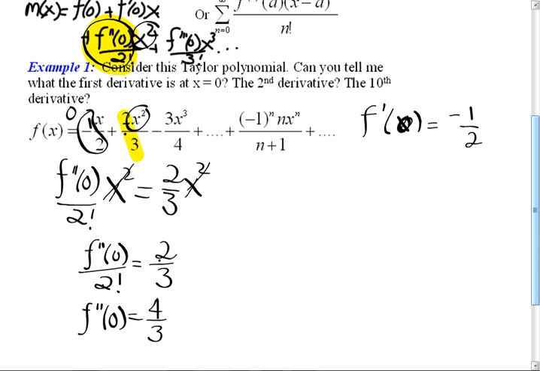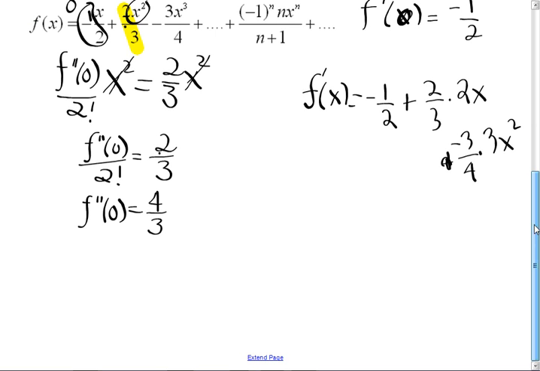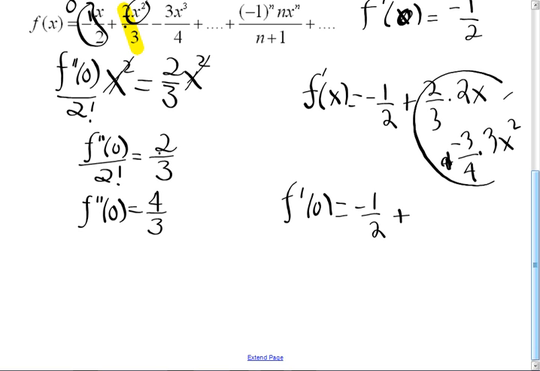What if I take the derivative of this, just the way we've always done it? F prime of x is equal to negative 1/2 plus 2/3 times 2x plus, oh no, sorry, minus 3/4 times 3x squared. That's the first derivative. Now, what's the first derivative at 0? Equals negative 1/2. And what happens to all of these guys? They're 0. I can do it two ways.